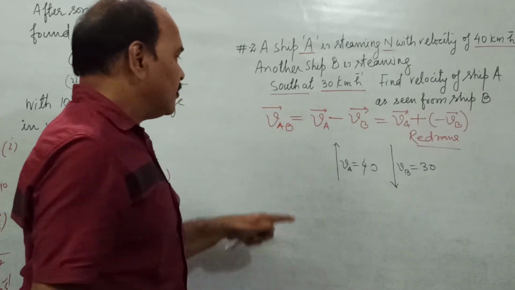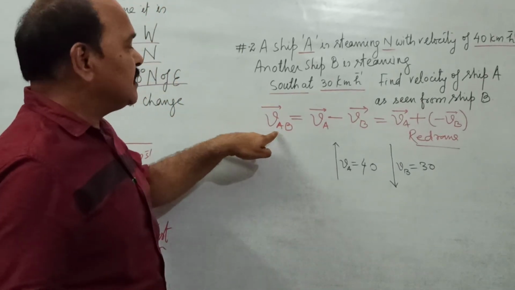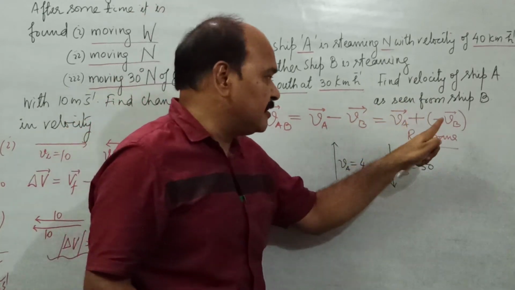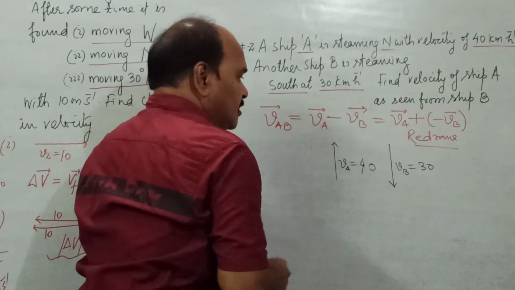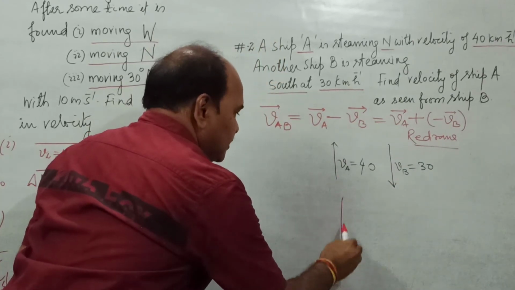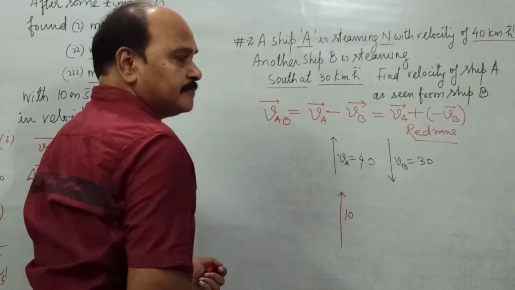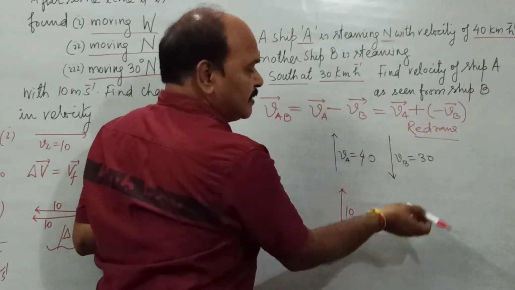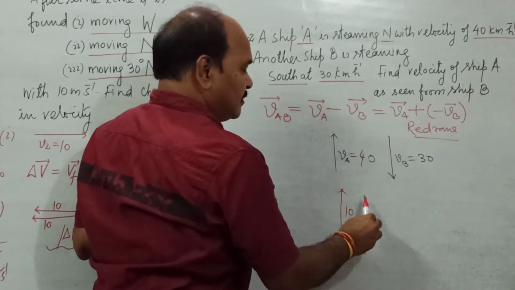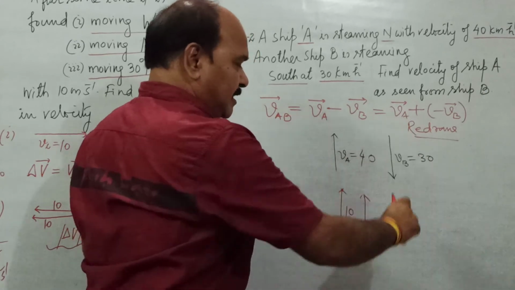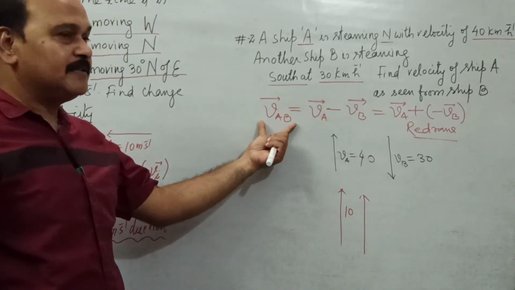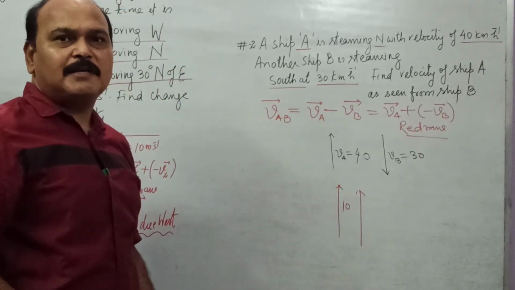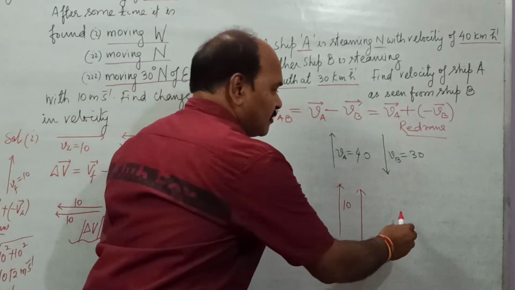Now see, the velocity of ship A as seen from B is VA minus VB. VA minus VB is VA plus minus VB. Let us redraw these vectors, and when we redraw them, where is VA? VA remains as it is, that is 40. This is VA. And where is VB? VB is due south. Minus VB would be where? Minus VB would be due north. Same value but exactly opposite direction. So VAB is nothing but the sum of these two vectors. And what are these two vectors? Parallel vectors.